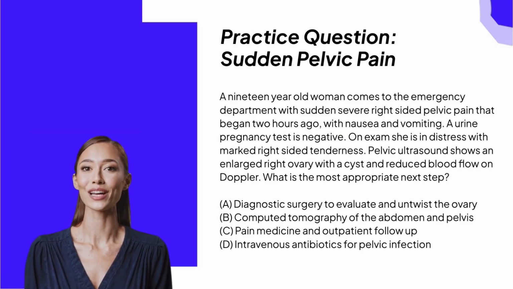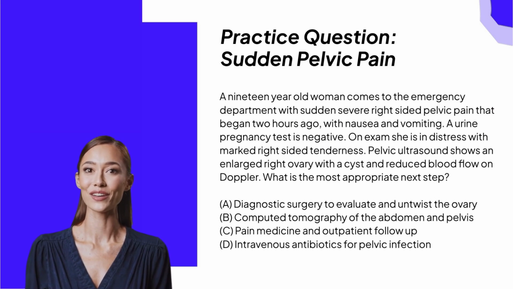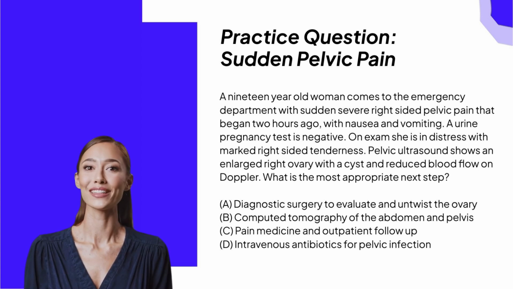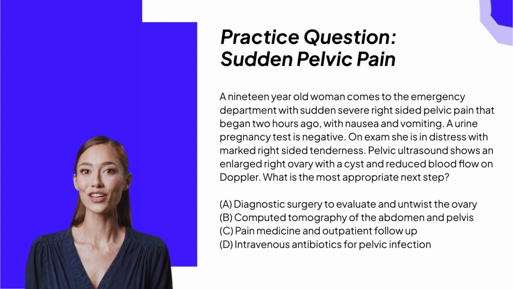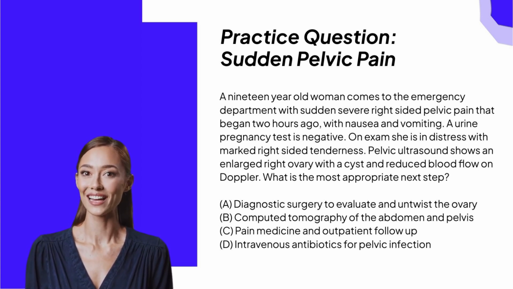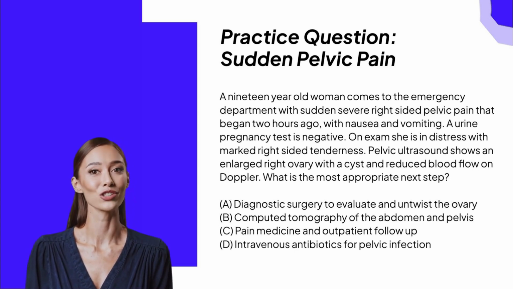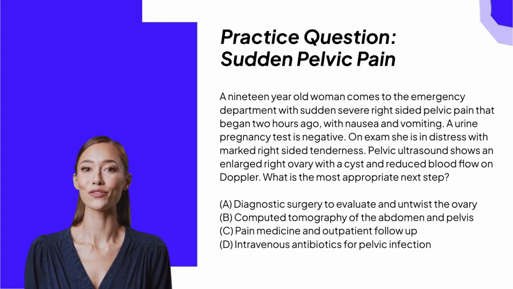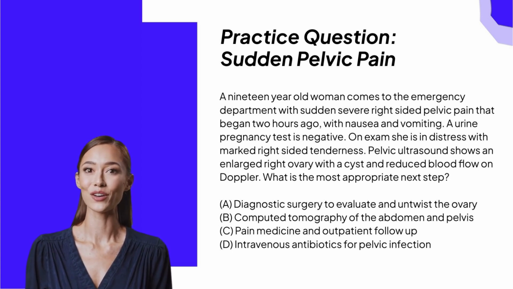Here is our second practice question, and it is built around the ovarian torsion pattern. A 19-year-old woman comes to the emergency department with sudden, severe, right-sided pelvic pain that started just 2 hours ago, and she also has nausea and vomiting. The pain comes in waves. Her urine pregnancy test is negative, which helps push ectopic down the list. On exam, she is in real distress, with marked right-sided tenderness, and the pelvic ultrasound shows an enlarged right ovary with a cyst and reduced blood flow on Doppler.